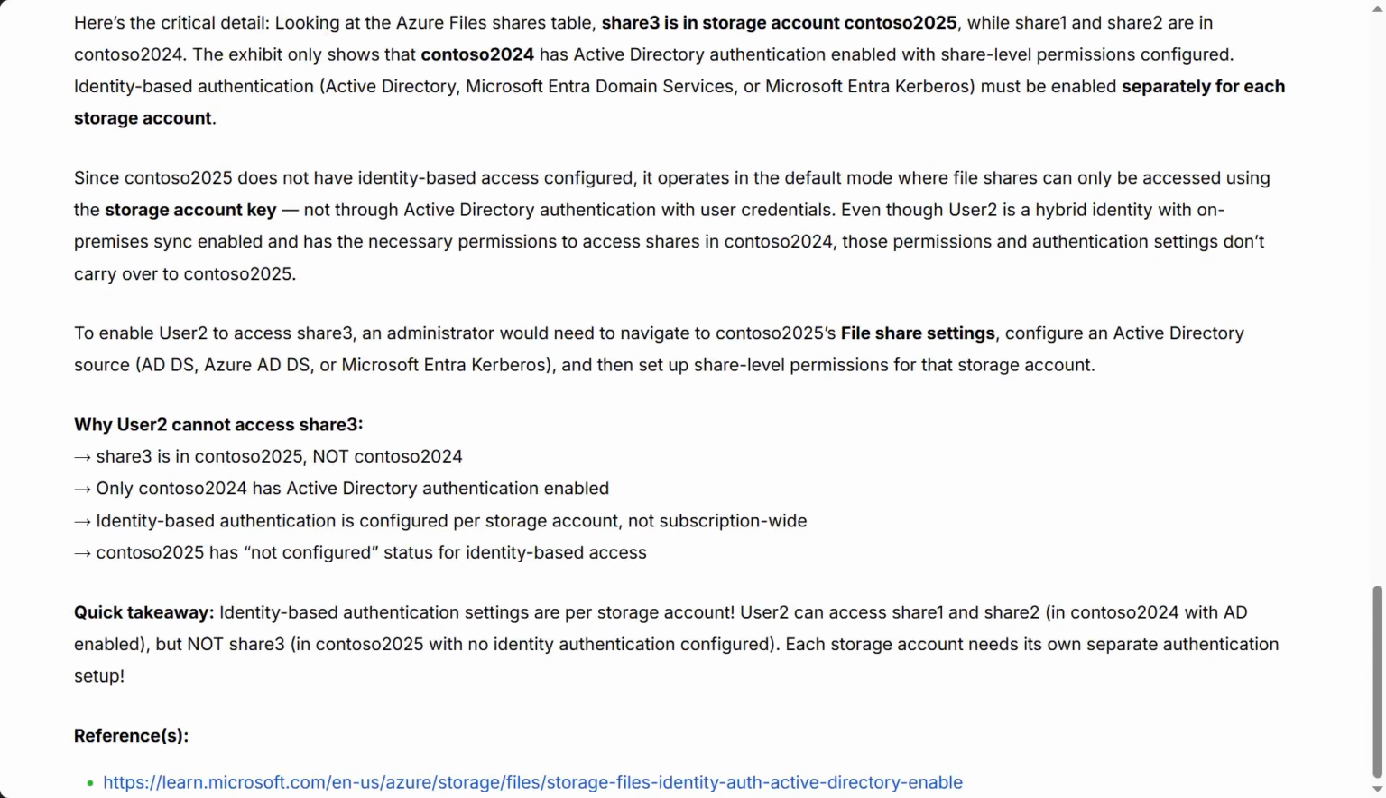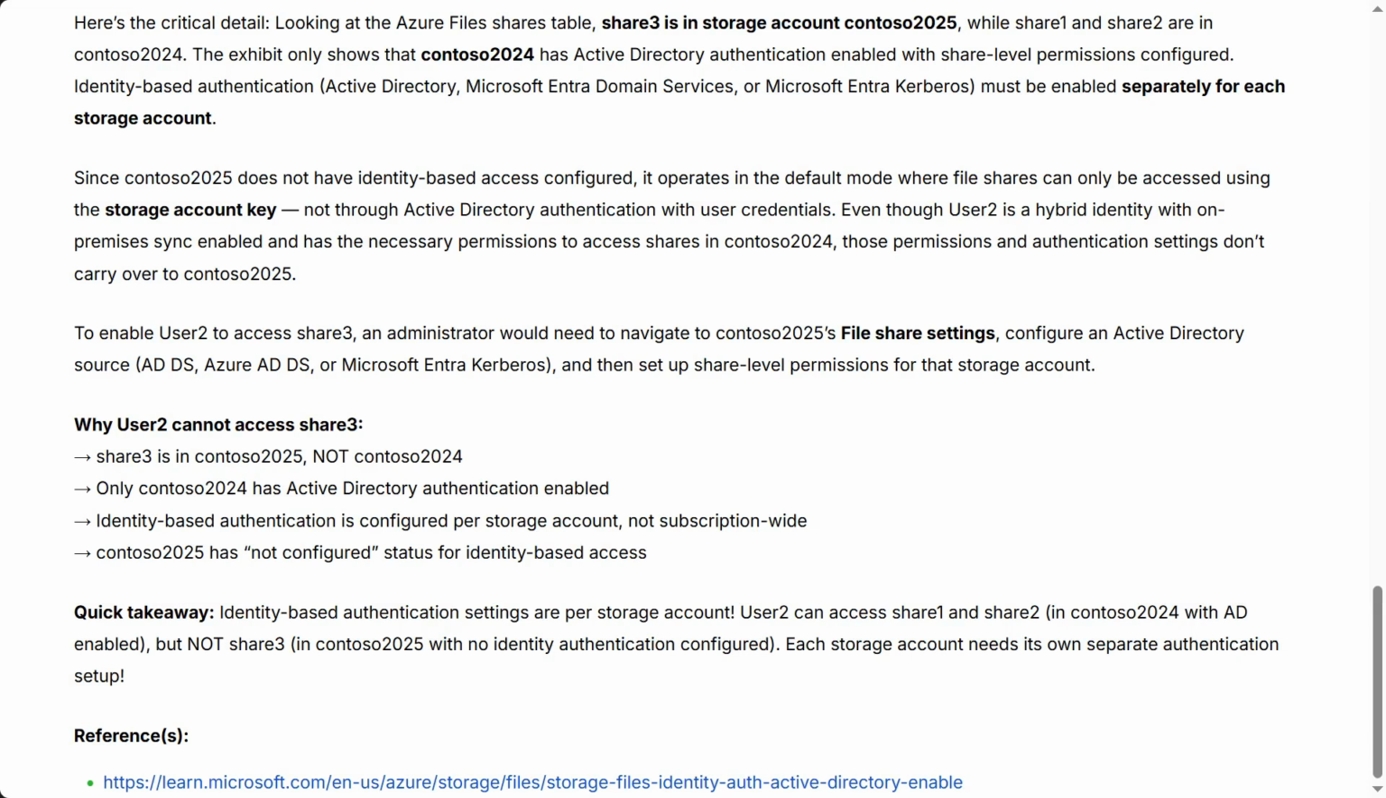To enable User 2 to access Share 3, an administrator would need to navigate to Contoso 2025's file share settings, configure an Active Directory source, ADDS, Azure ADDS, or Microsoft Entra Kerberos, and then set up share level permissions for that storage account.